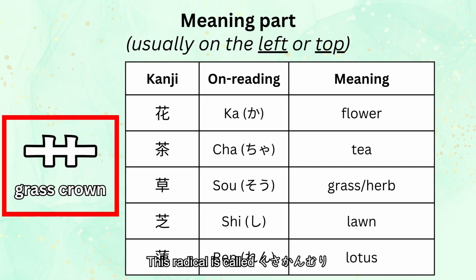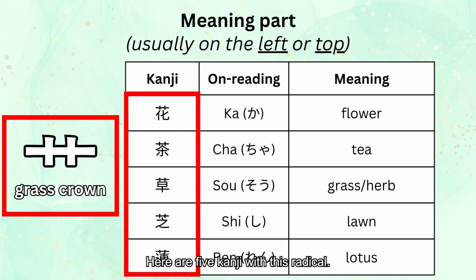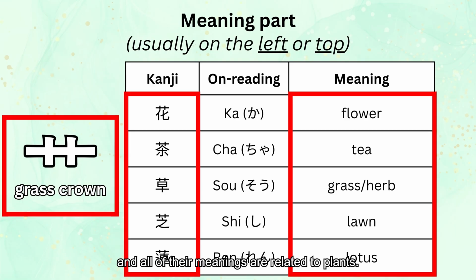This radical is called kusakamuri, which means grass crown. Most kanji with this radical have meanings related to plants. Here are 5 kanji with this radical. In these kanji, it works as the meaning part, and all of their meanings are related to plants.